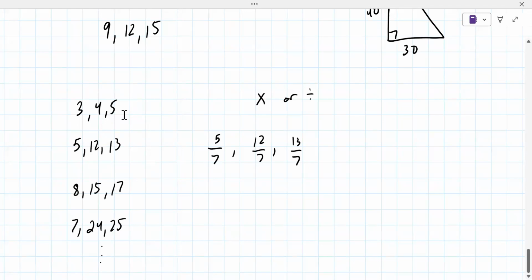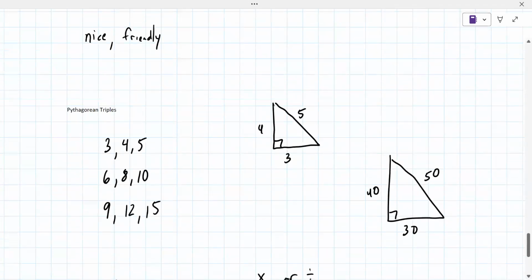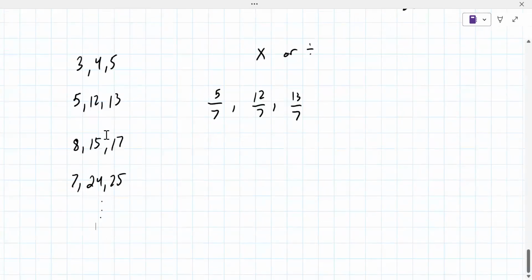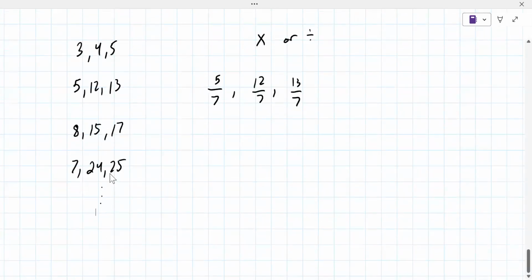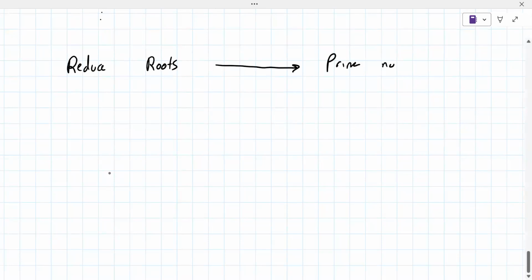Now, most right triangles are not nice. They're not friendly. The ones I gave you are all friendly and nice. Before we can do the ones that are not nice, we have to talk about how to reduce roots. And before we can talk about how to reduce roots, we need to talk about prime numbers.